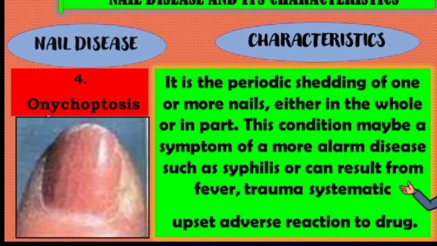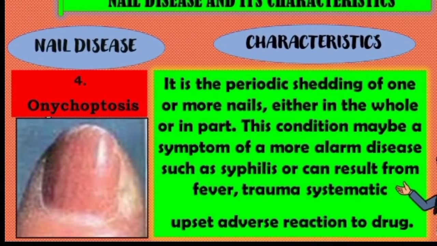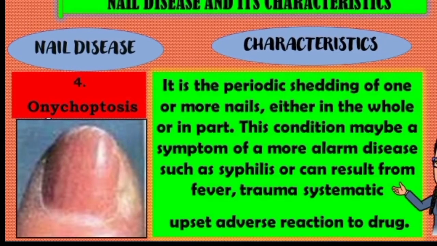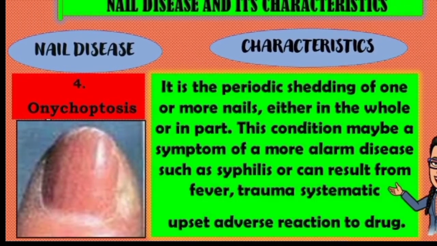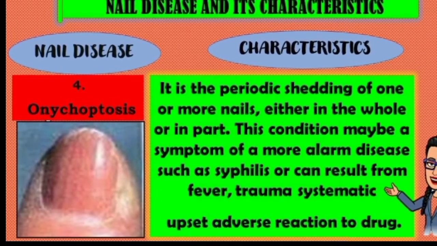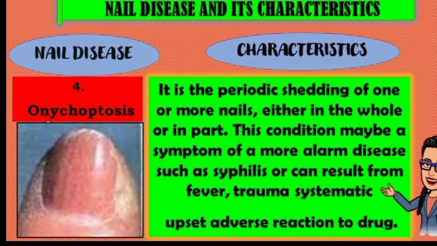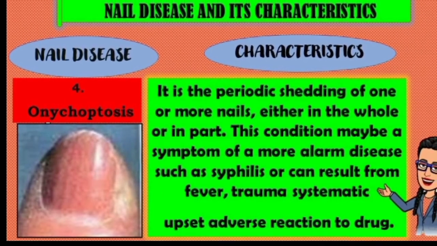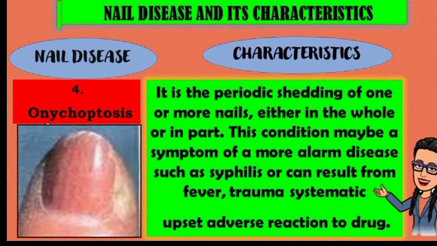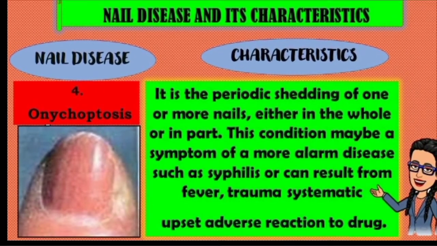Onychoptosis. It is a periodic shedding of one or more nails, either in the whole or in part. This condition may be a symptom of a more alarming disease, such as syphilis, or can result from fever, trauma, and systemic upset or adverse reaction to drugs.